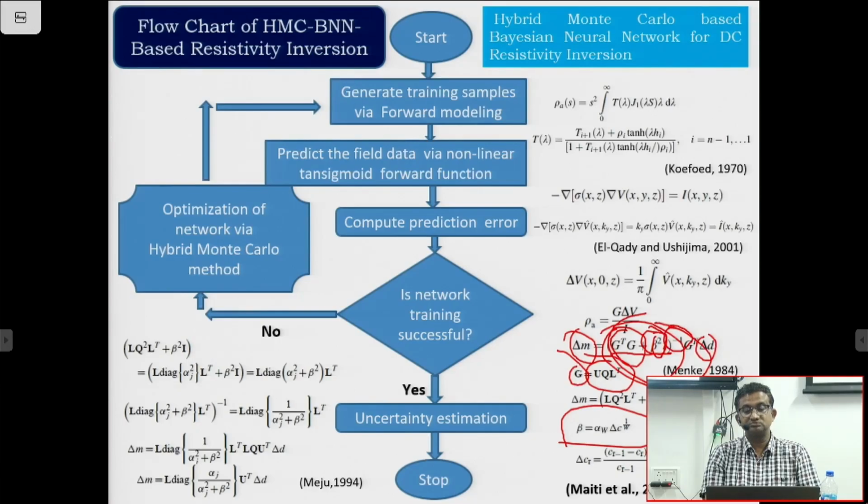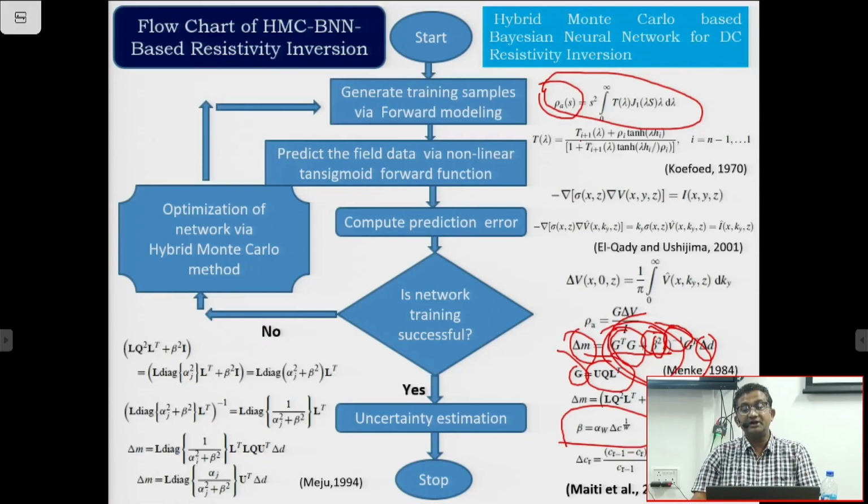Actually, the first two equations, yeah, rho A of S and T of lambda. These are integral equations. The resistivity of each layer is related to your apparent resistivity through an integral relation. Okay. What is T, sir?